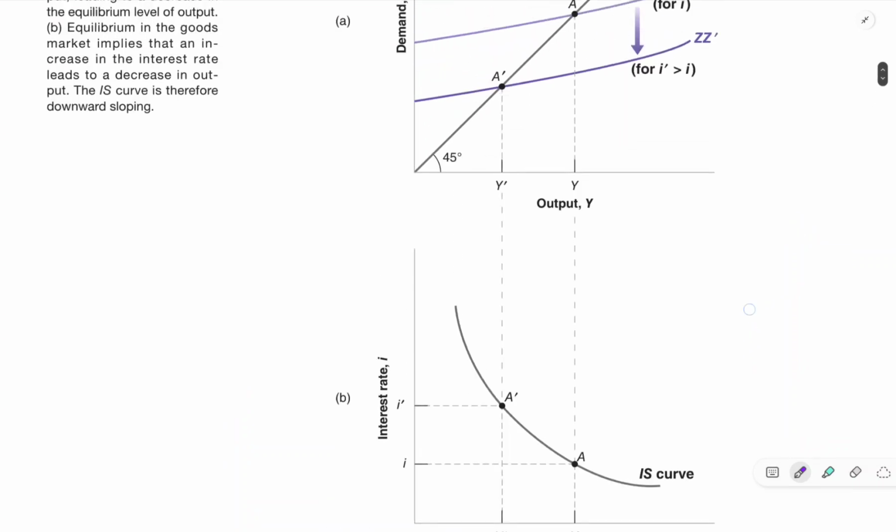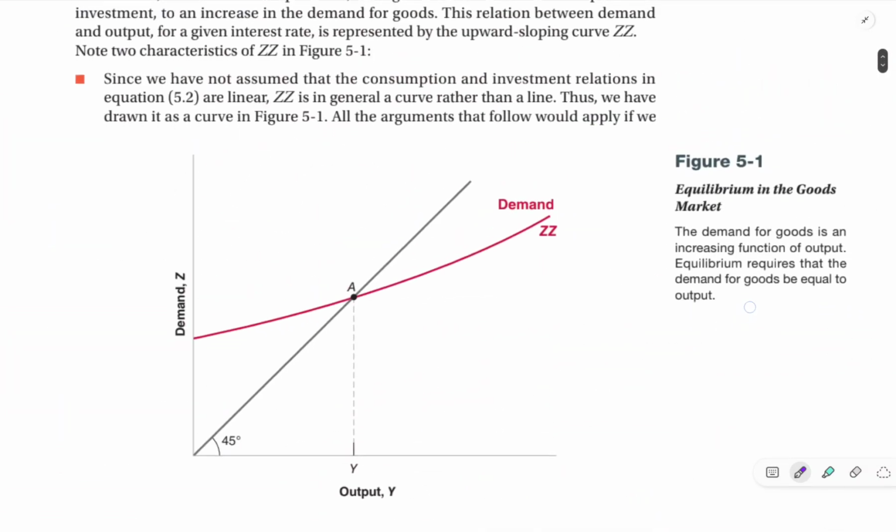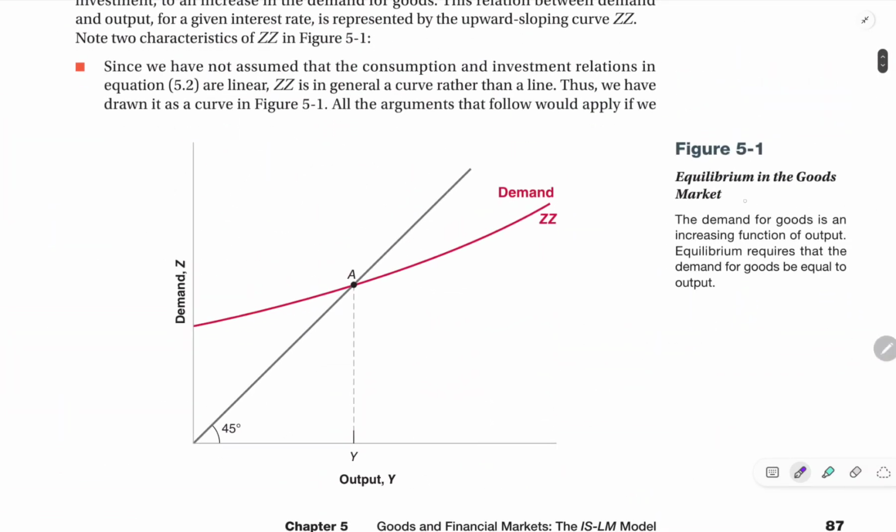Afterwards we can look at these diagrams. This one is for equilibrium in the goods market. Here is the equilibrium point, provided that the demand for goods is an increasing function of output. Equilibrium requires that the demand for goods be equal to output.